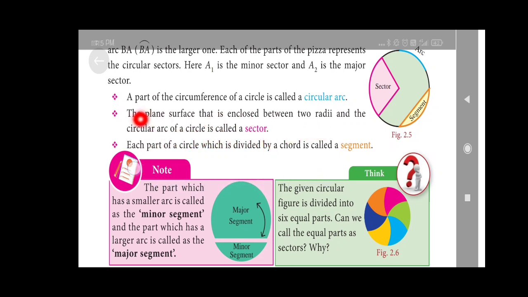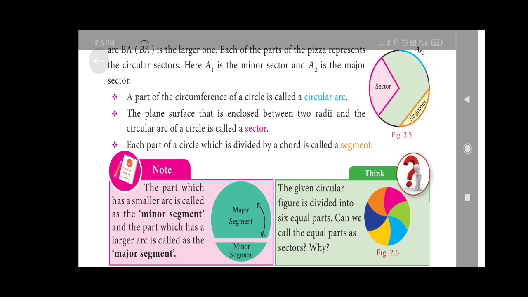So this is a very important point. Listen here. The plane surface that is enclosed between two radii. From the center to the circumference of the circle, this is one radius. From the center to another point on the circumference, that is another radius. The two radii enclose a circular arc. This is a circular arc, two radii. This part is called the sector.